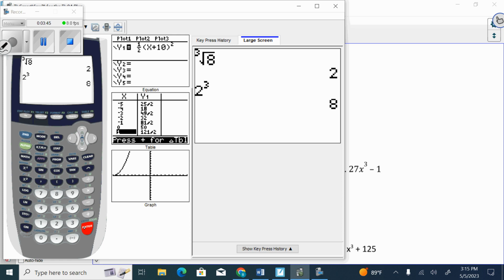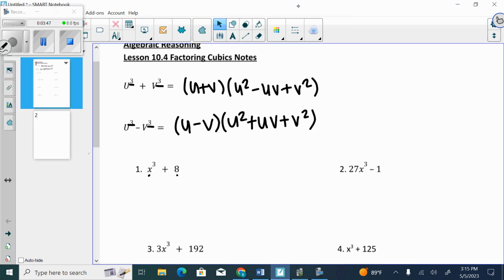So I am going to rewrite this 8. I'm going to cross it out. I'm going to turn it into a 2 to the 3rd power. So now it fits my rules up here. Now that I have both terms to the 3rd power, I look at my sign. It has a plus in the middle, so that means I'm going to use the first formula that we wrote down. What I need to do first is identify what I'm going to plug in for u and what I'm going to plug in for v.